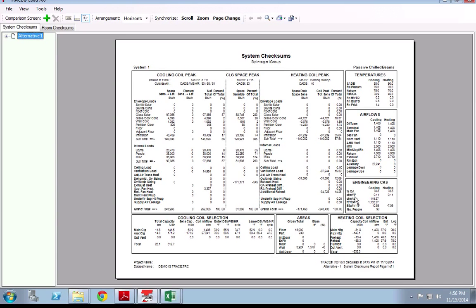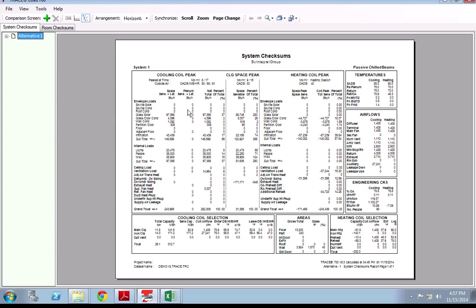Everything from CFM per square foot to the square foot per ton to the BTUs per hour per square foot. And the number of people. Number of people is key. There's some other ones as well, the area, the heating coil selection. Oh yeah, these coil ones.